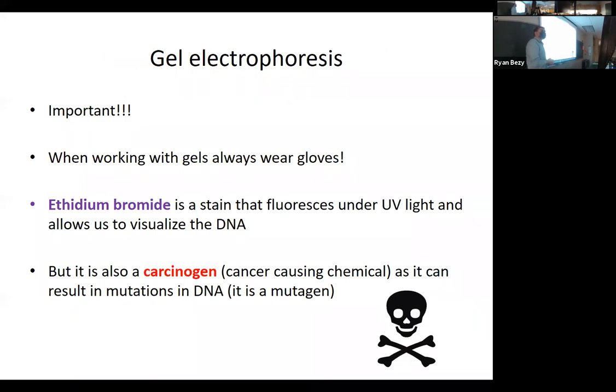Here's the important thing though. Always, always, always wear gloves when working with the gel electrophoresis equipment. Any of it. Ethidium bromide is great at visualizing DNA. It's a stain that binds DNA, fluoresces under UV light, allows us to visualize the DNA. Problem is, ethidium bromide is also a carcinogen. It's a chemical that can act as a mutagen. It causes mutations in the DNA, and mutations in the DNA can then lead to cancer, hence it being a carcinogen.